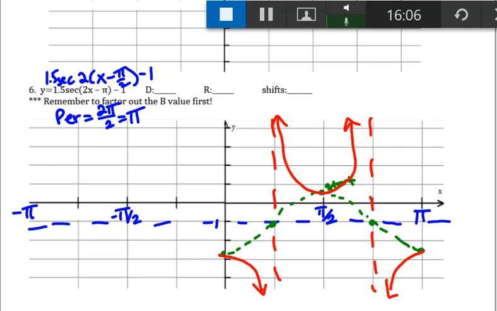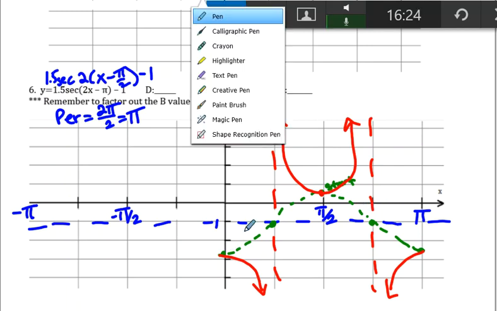The green line, does it go up, middle, down? So the green line, it started right here, because I shifted it right pi over 2, so it started up, yeah. And then middle, and then down. But then I ran out of space, so I went back the other way. Okay. And then I'm going to erase.